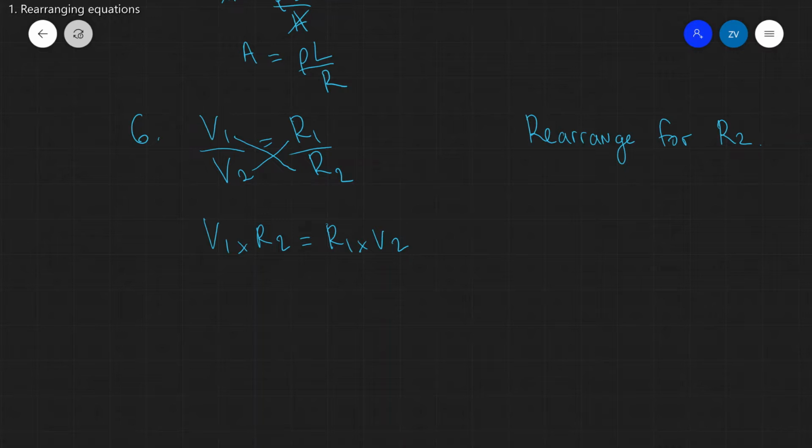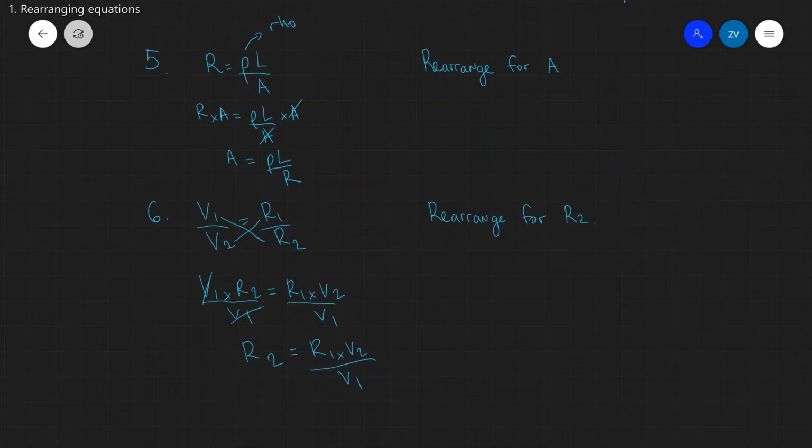Okay, well, if we want to rearrange for r2, all we need to do is divide both sides by v1. So let's divide both sides by v1 like so, and the v1s are going to cancel out here, and what we're left with is that r2 is equal to r1 times v2 divided by v1. Okay folks, well those were some of the main problems that we experience in rearranging equations. However, I have to say that rearranging equations is all about practice. So we need to practice rearranging all of these formulae as many times as possible until it becomes second nature.